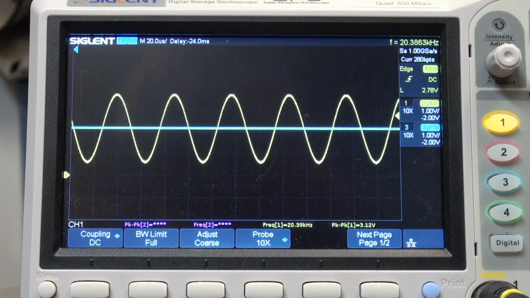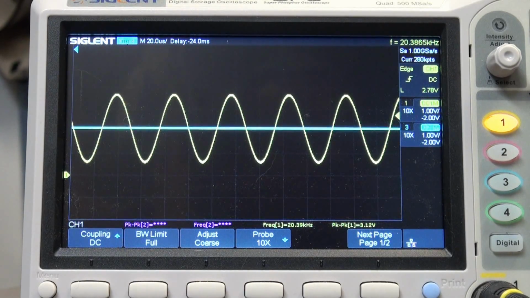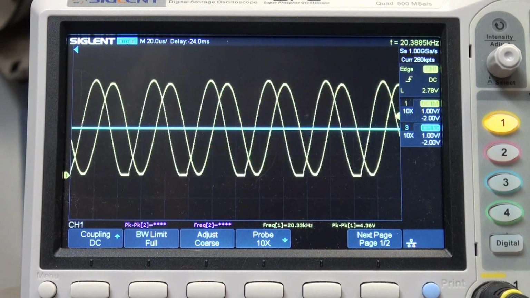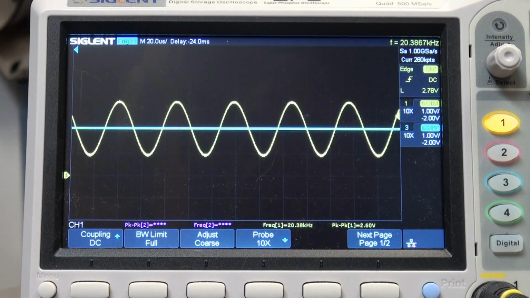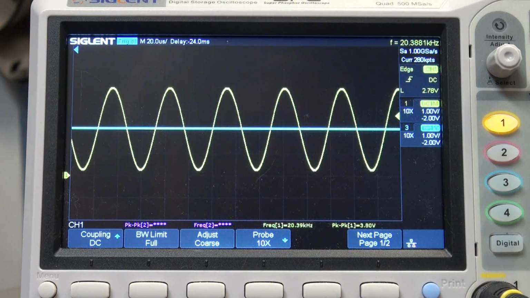So I've made some improvements to the basic Wien bridge oscillator that I presented in previous videos. Namely, it exhibits very low distortion now, and also I can even adjust the output amplitude through a potentiometer rather than having it fixed.